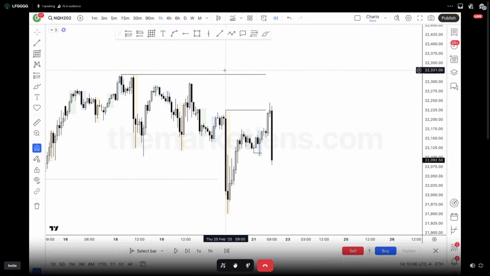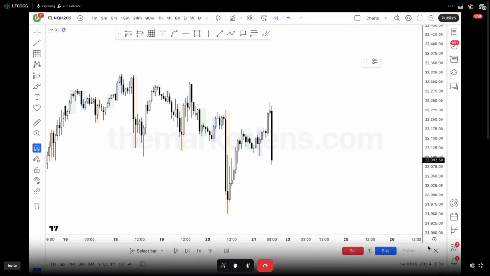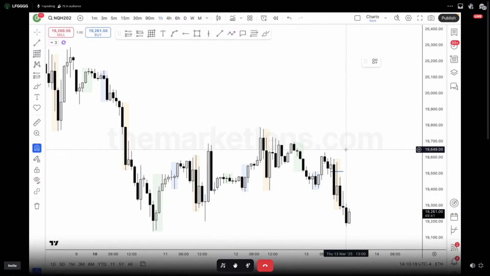I trade this lower as well. There's also a valid model, my model, right here as well. But I don't trade that time, so. But yeah, a lot of this is situational stuff, bro.